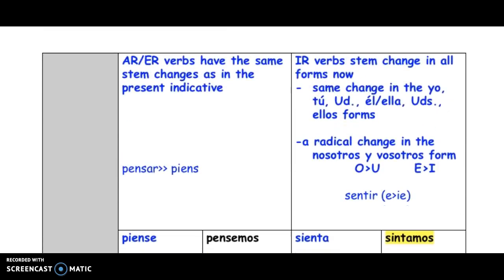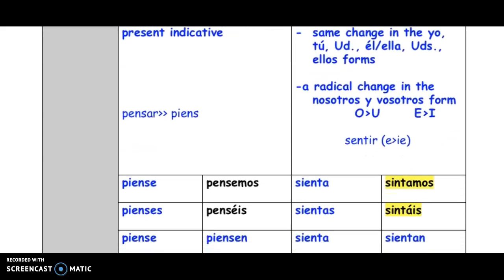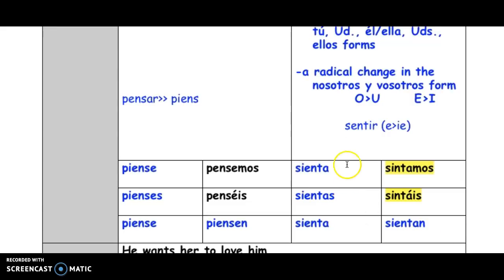For IR verbs, they will stem change in all the forms now. The stem change will be the same in the yo, tú, usted, él, ella, ustedes, ellos forms. That would be the boot shape. Outside of the boot, we have a radical change. Well, let's look inside the boot first. So sentir, to feel, E to IE stem changer, siento, take off the O, opposite endings, sienta, sientas, sienta, sientan.